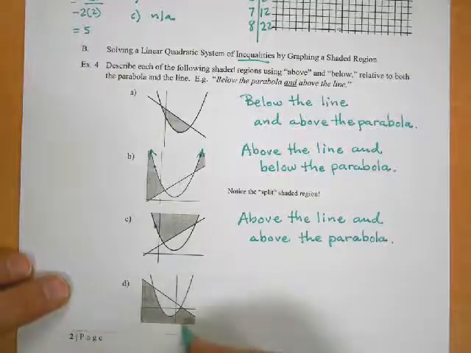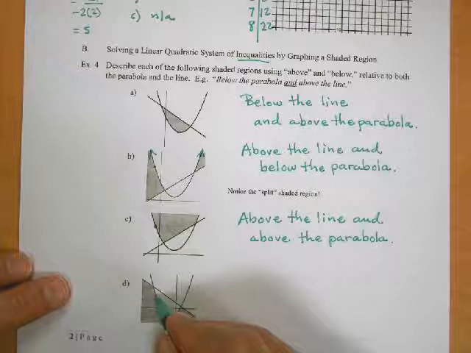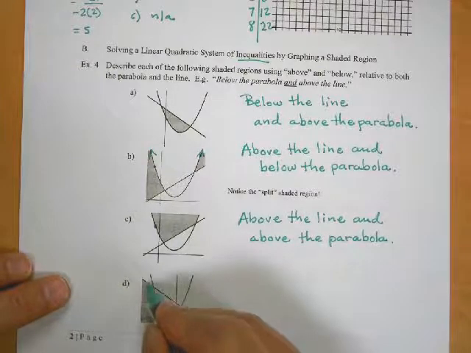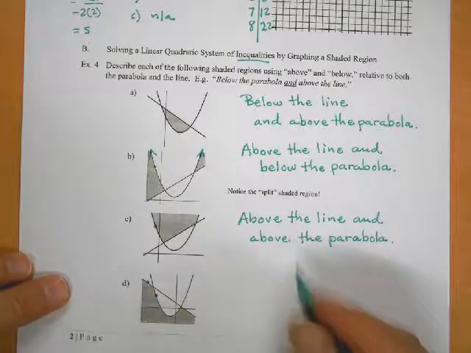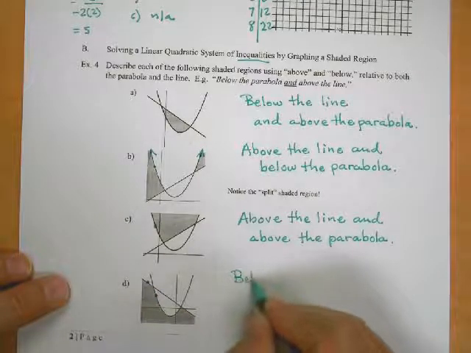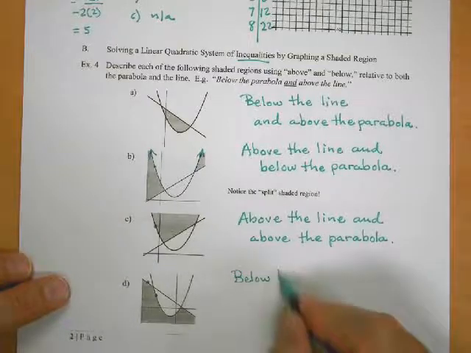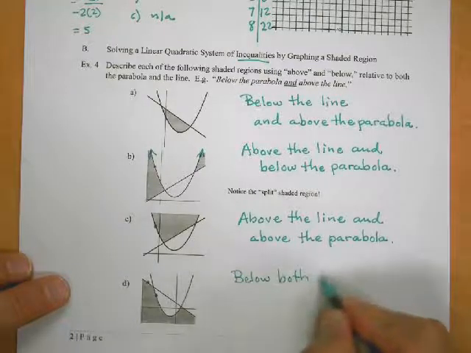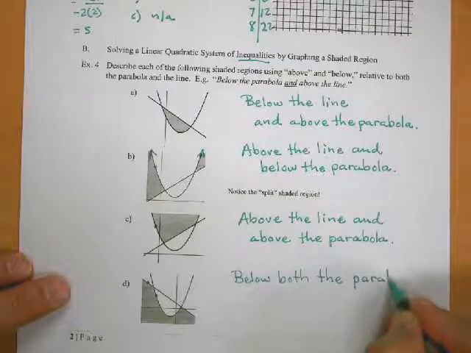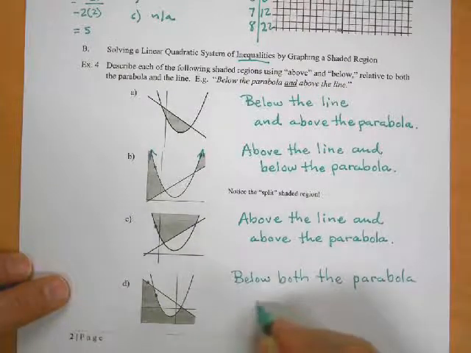Okay, this one here is similar. You're below the parabola. You can see that you'd have to go down to get into the shaded region, and you have to go down to get from the line also to get into the shaded region. So this is below both the parabola and the line.